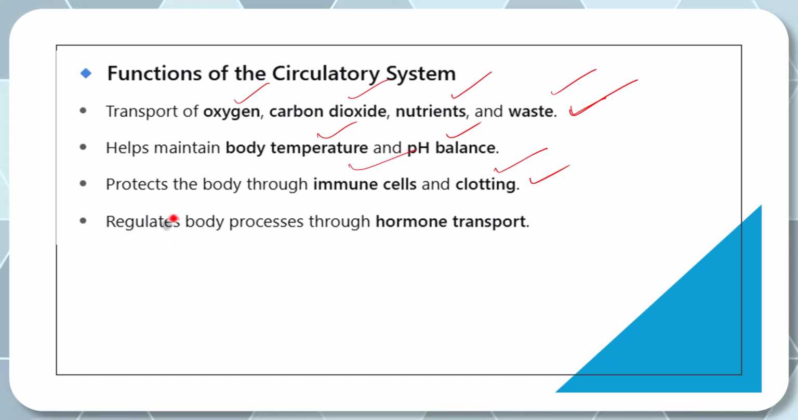The other thing about the system is that it regulates body processes through hormone transport. It's transporting hormones, and these hormones are going to regulate you. For example, we have insulin. Insulin is needed in blood after you've eaten to bring your glucose down. If that doesn't happen, then you can die. Something bad can happen to you. Do you see this? All right. So these are some of the things that we need to know. All right. So let's go.